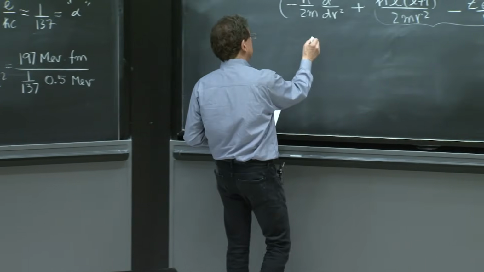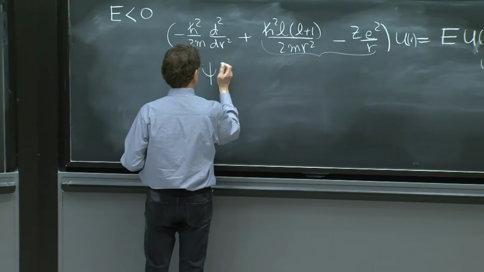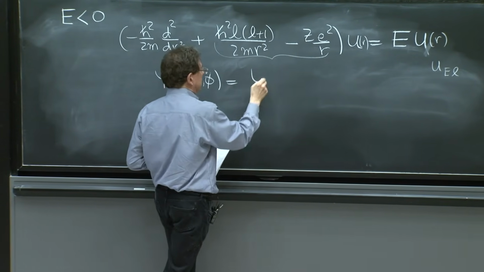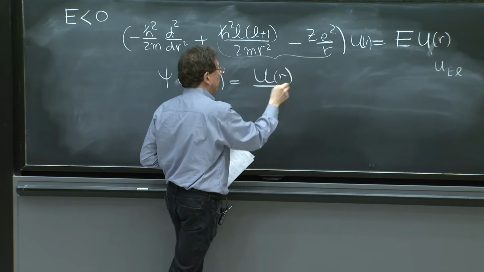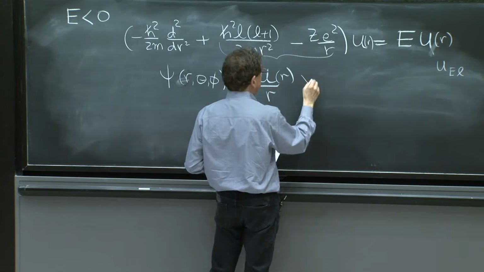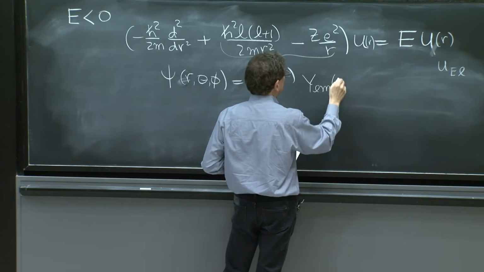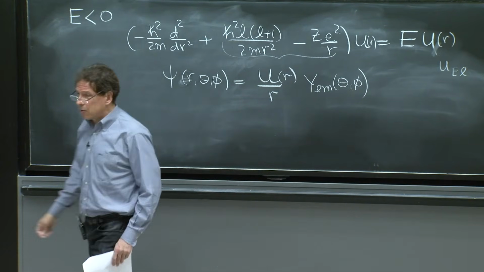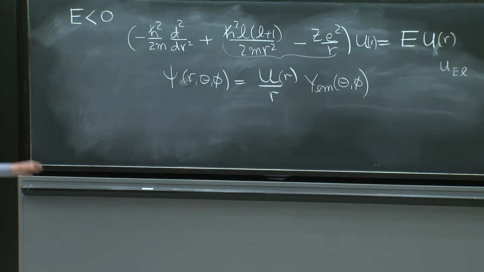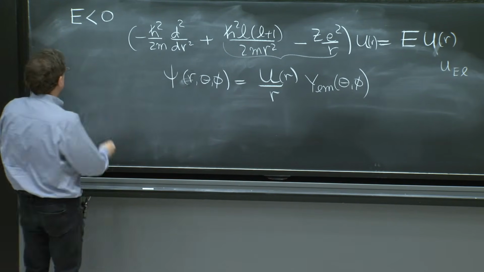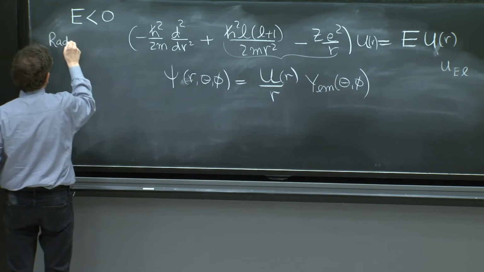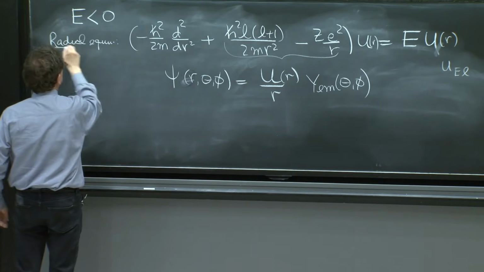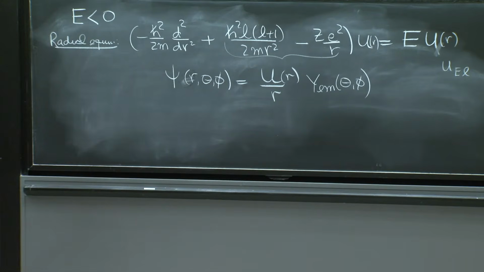So the wave function psi of r, theta, and phi will be this u of r over r times a Y_lm of theta and phi. And in fact, plugging that into the Schrödinger equation was what gave us this radial equation. So this was called the radial equation, which we talked about. We never quite solved it for any particular example.